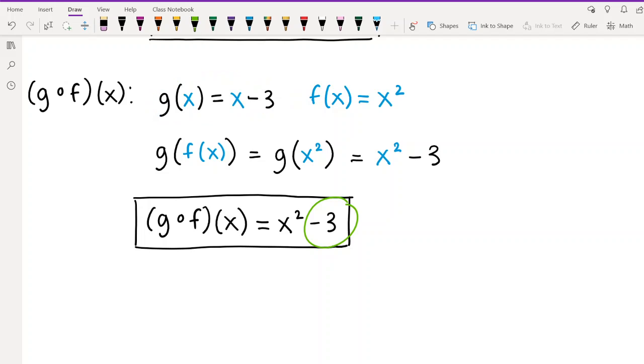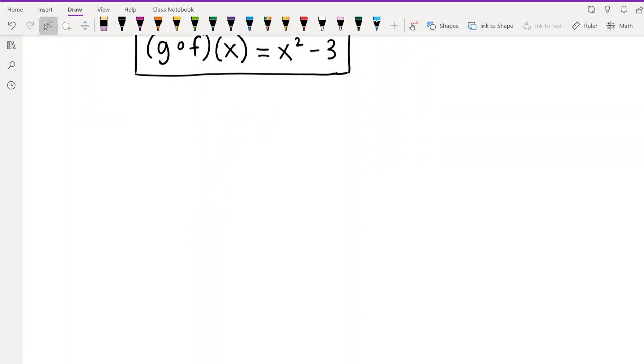Whereas the x squared, well, that's the thing that's getting subtracted from. That's more on the inside. And that's because f of x was our inside function, and that's the function that takes things and squares them. And so that's why that ended up on the inner part of the function. Okay, so let's do a couple more examples.